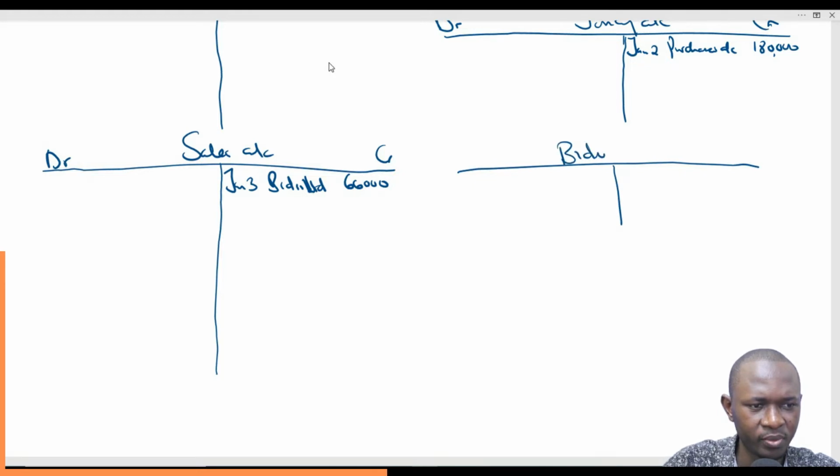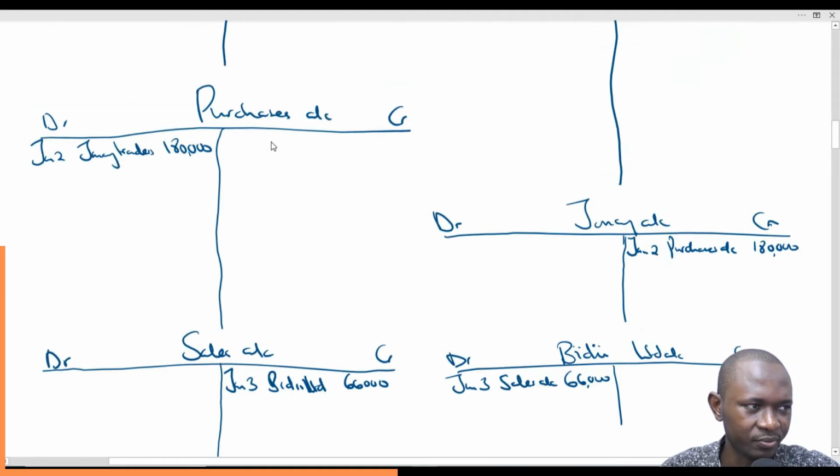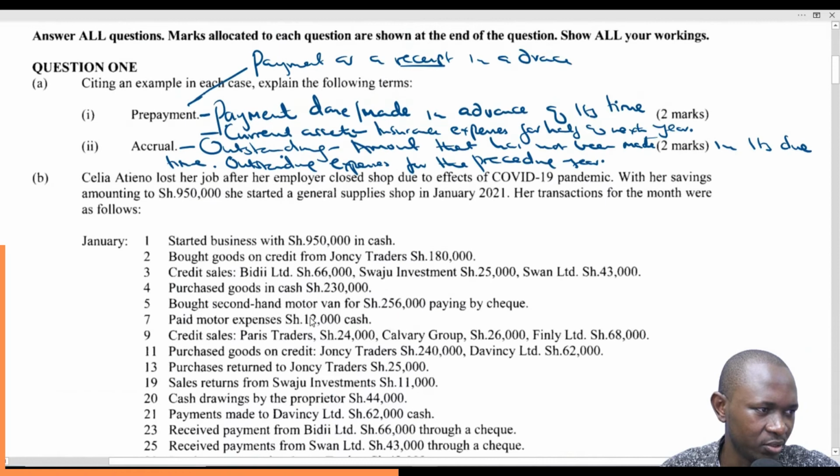And then you come here and open an account for BD Limited. BD Limited account, credit and debit, and then we say, now this is a debtor. A debtor will be on the debit side because a debtor is an asset to the business. So we say sales account, how much? 66,000. So we always write the account that affects this or that is affected by that. So this is the first part.